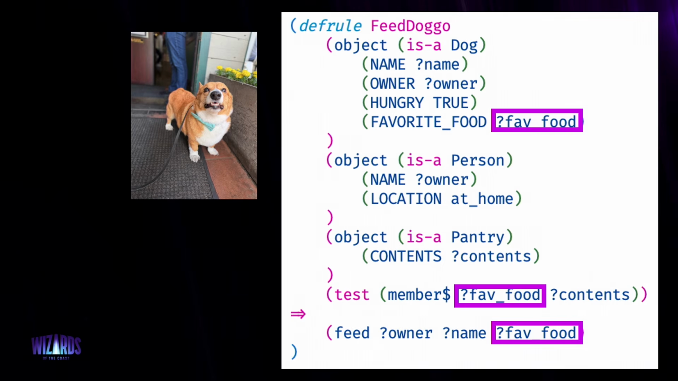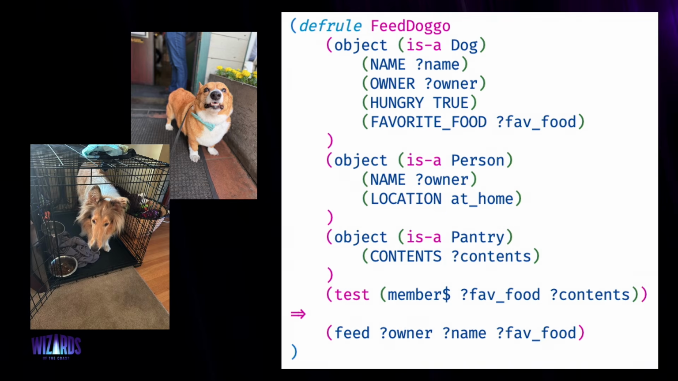We also, again, have another variable, favorite food. And you see we're using it down here in this test, which isn't querying for objects, but is instead writing a more complex constraint on other objects. And it's jointly using this contents variable to check whether favorite food is in the pantry.